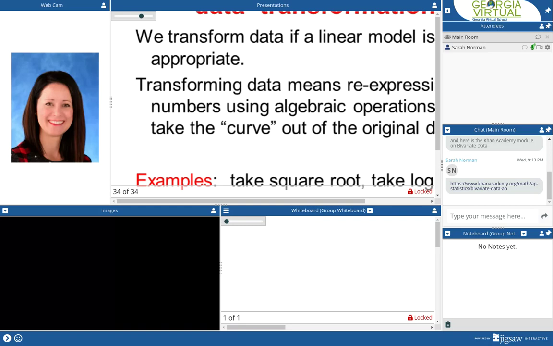And then you can also, as an additional resource, go to Khan Academy and go to the AP Statistics course and go to Bivariate Data. And if you do a word search on that web page for residual, you'll find the other video I was talking about. And it will tell you how to graph the residual points.